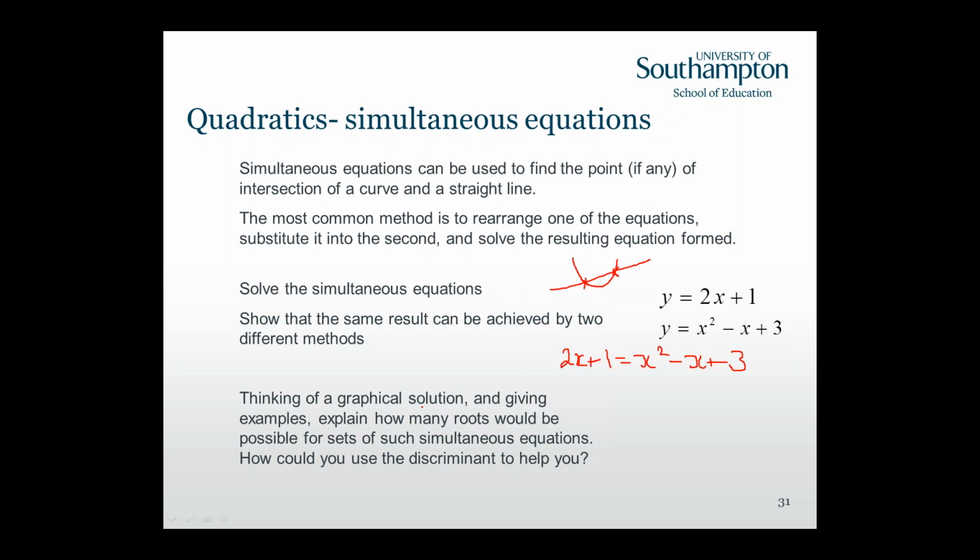Thinking of a graphical solution and giving examples, explain how many routes would be possible for sets of such simultaneous equations. How could you use the discriminant to help you? Any ideas how the discriminant can link to simultaneous equations?